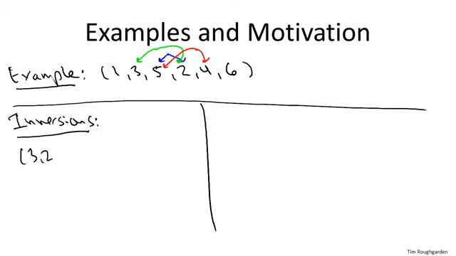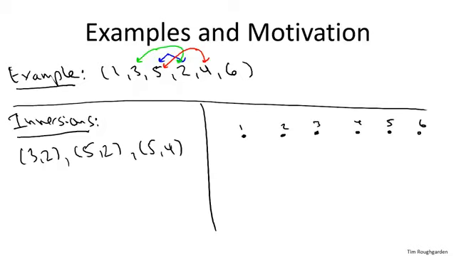So summarizing, the inversions in this array of length 6 are 3, 2, 5, 2, and 5, 4, corresponding to the array entries 2, 4, 3, 4, and 3, 5. Pictorially, we can think of it thusly. We can first write down the numbers in order, 1 up to 6, and then we can write down the numbers again, but ordered in the way that they're given in the input array. So 1, 3, 5, 2, 4, 6.